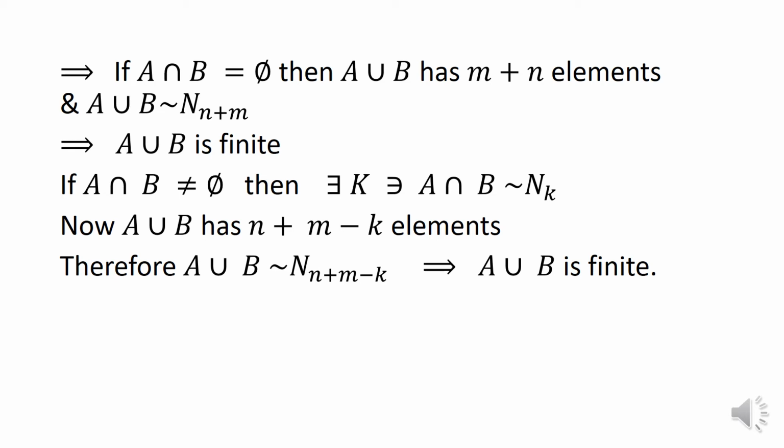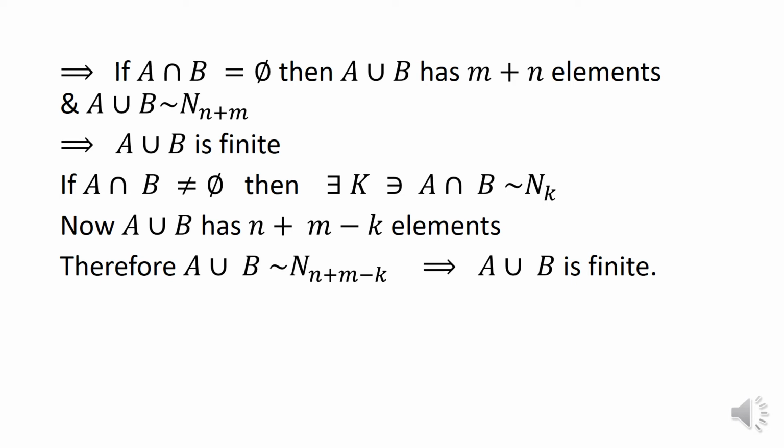Then suppose A intersection B is not an empty set, it is a non-empty set. Then there exists an element K such that A intersection B has K natural numbers. A intersection B will have K natural numbers, then A union B will have n plus m minus K elements, because A intersection B is a non-empty set and it contains K elements.